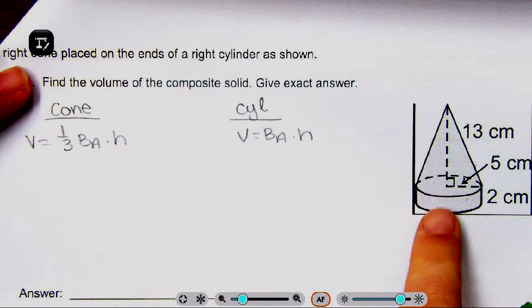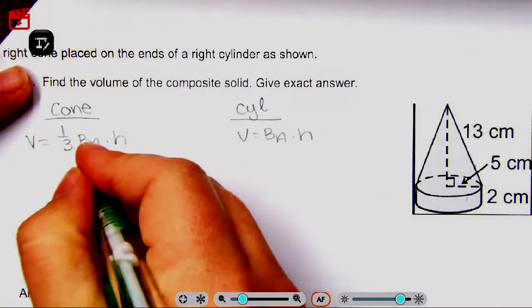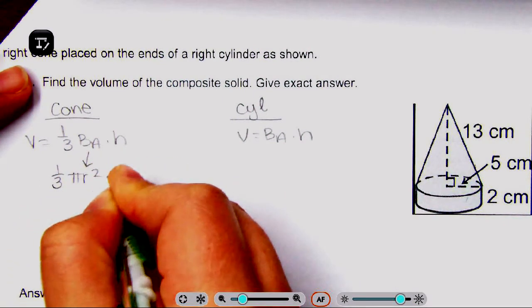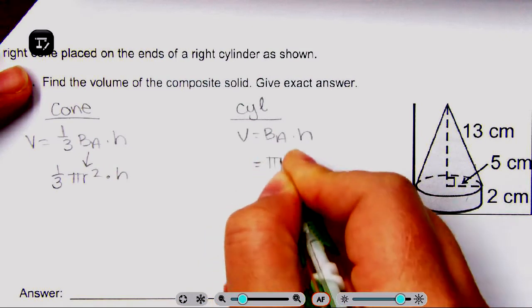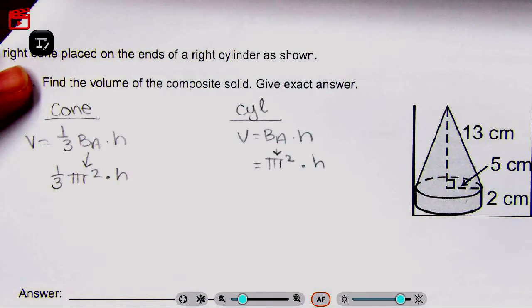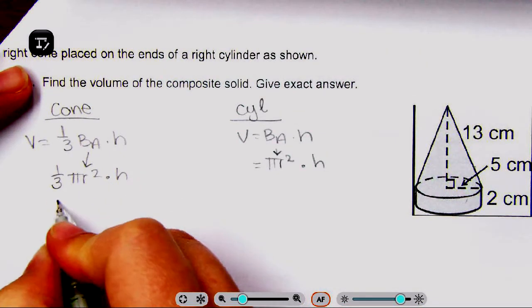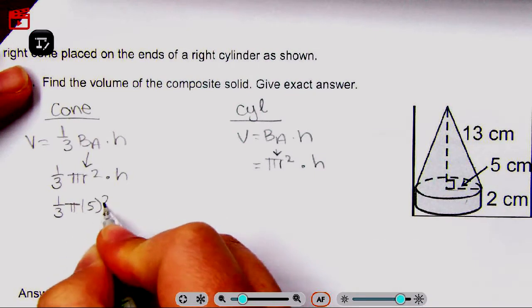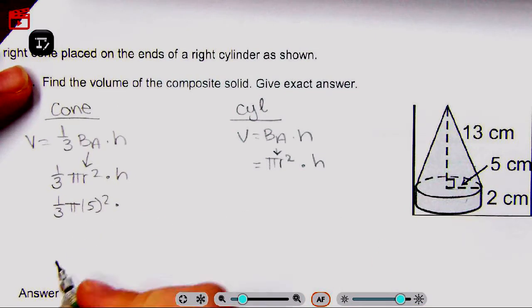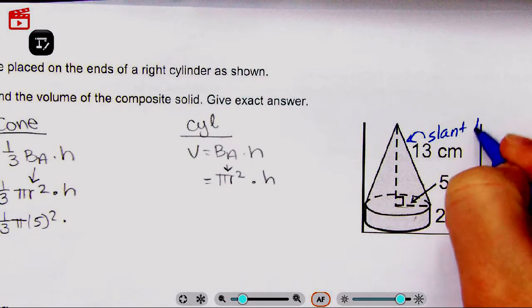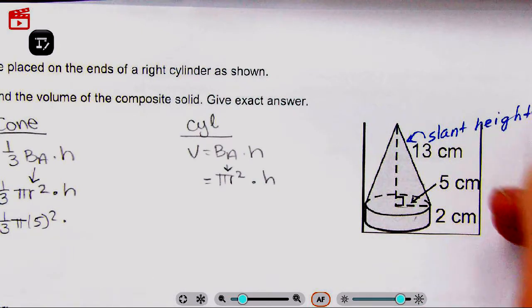So what is the base of the cone and the cylinder? The base is a circle. So we want the area of a circle, which is pi r squared. And we're doing that for both. So area of the base is pi r squared. And then what is the radius? Radius is 5. What is the height of the cone? The height of the cone, oh, they didn't give us the height of the cone. This 13 represents the slant height. So we need to find the height.